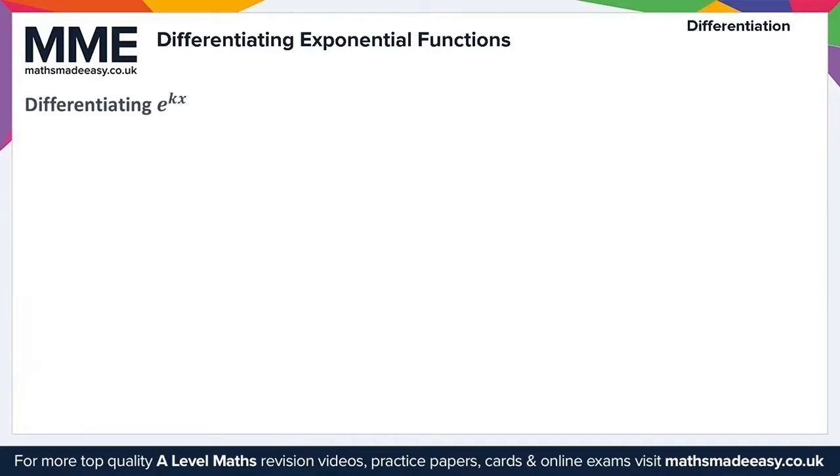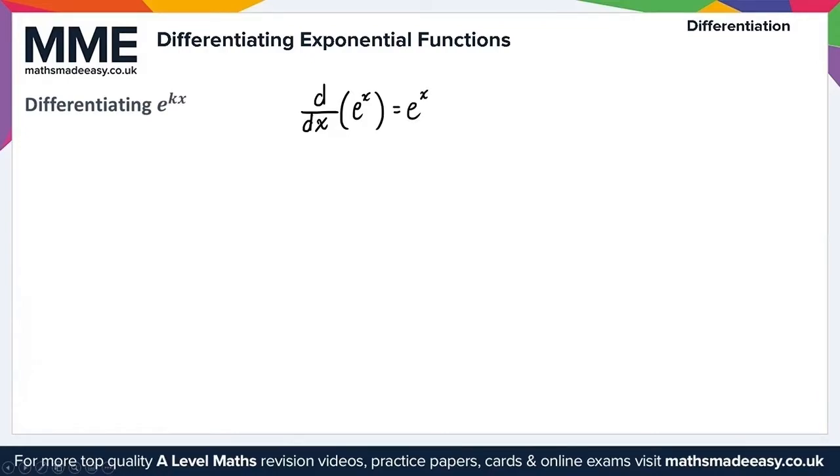Moving on now to take a look at differentiating e to the kx. Well, to differentiate e to the kx, first we just need to be aware that if we differentiate e to the x with respect to x, we just obtain e to the x again. So if we note that first, d by dx of e to the x simply gives us e to the x.